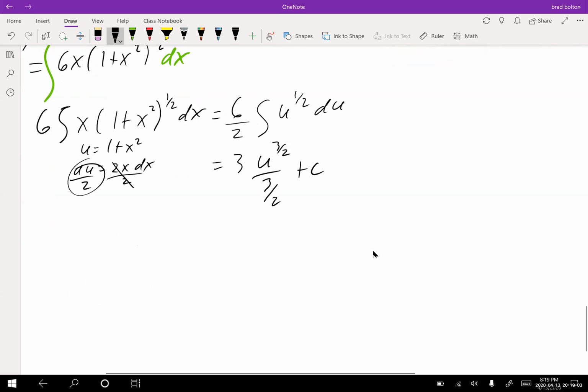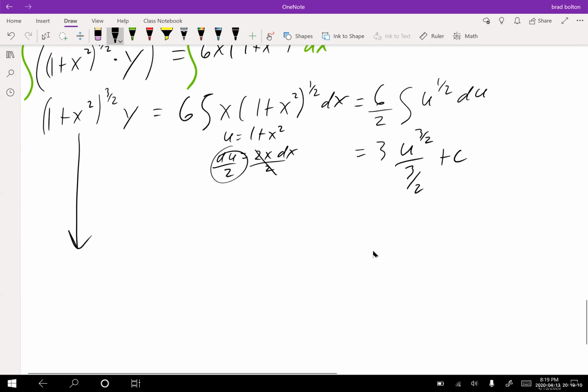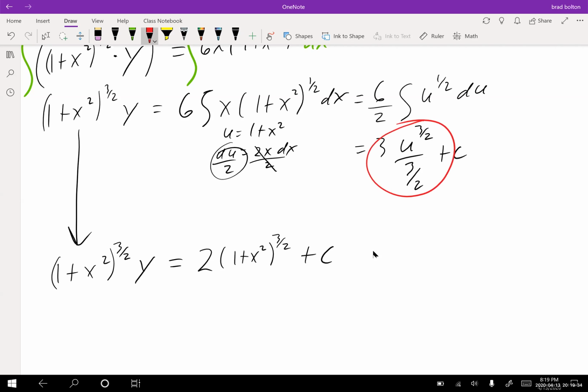So now let's kind of bring it back a little bit. We're kind of getting all over the place here. Let's rewrite. So the left-hand side, let's bring it down here. The left-hand side is 1 plus x squared to the 3/2 y. And that's going to equal, what is that, 2. U, we said, was 1 plus x squared. So this is 1 plus x squared to the 3/2 power plus c. And all I'm doing, you guys, is I'm looking at this right here, and I'm cleaning that up and turning it into that right there. Okay.